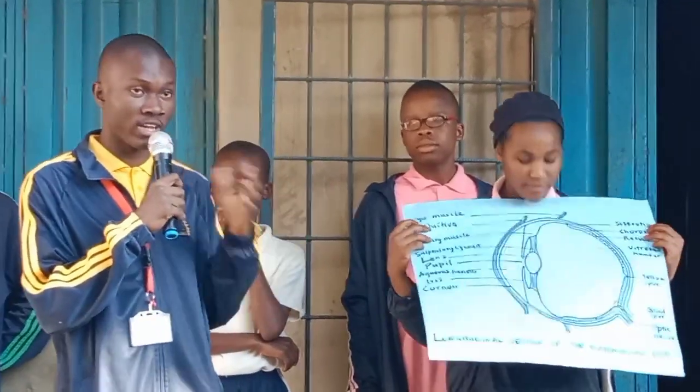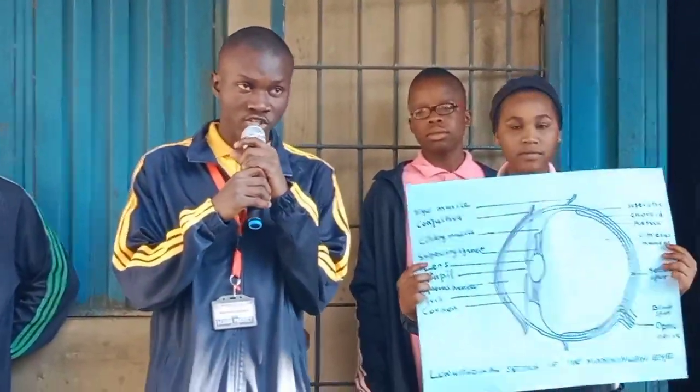Just like we have eye defects, we also have their correction, the way we can correct them. Firstly, presbyopia. This is corrected using convex lenses. Two, we have myopia, also called short-sightedness. This is because the eyeball is too short.